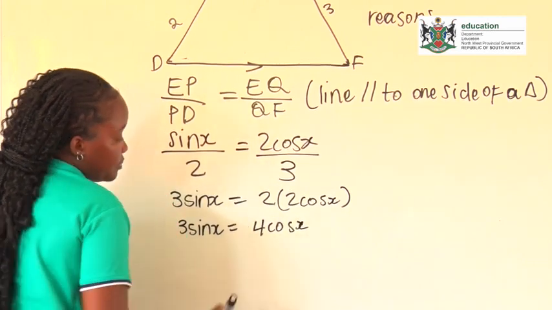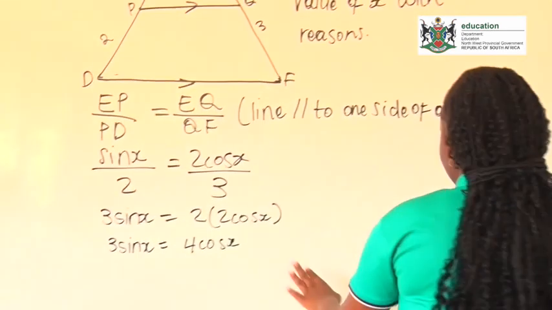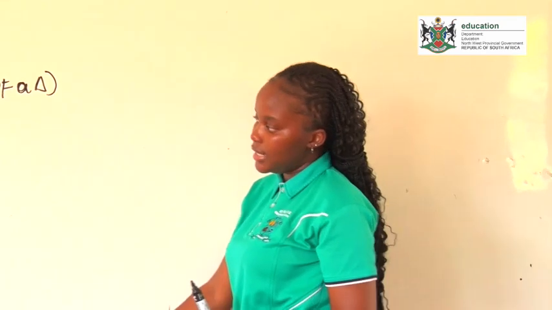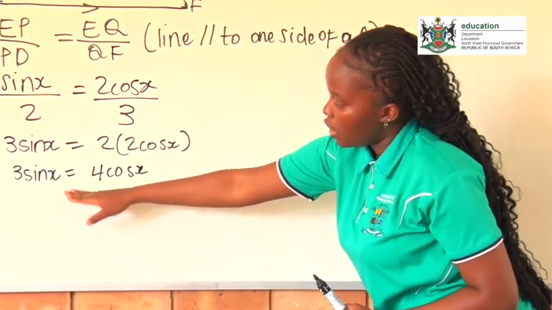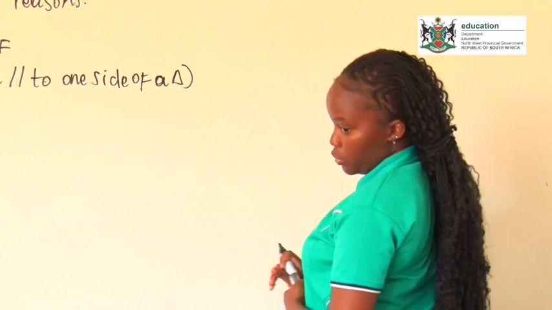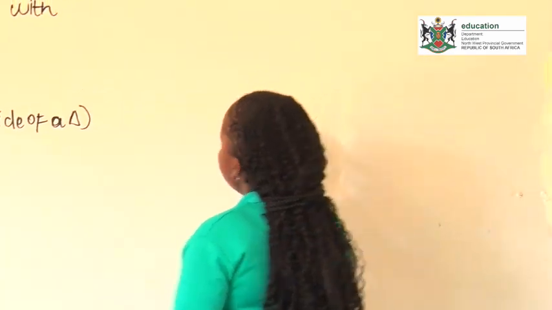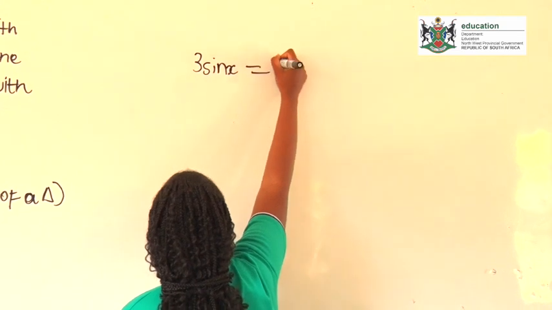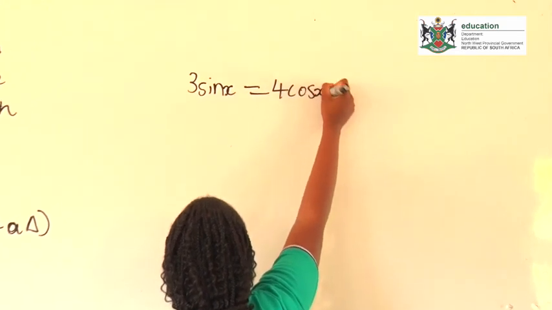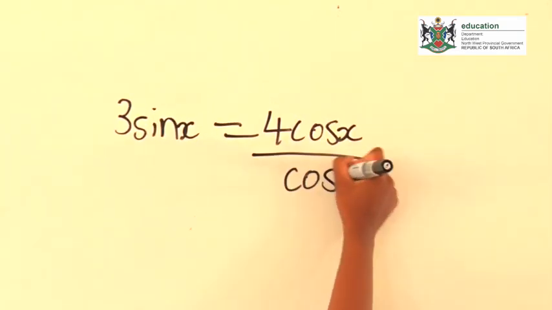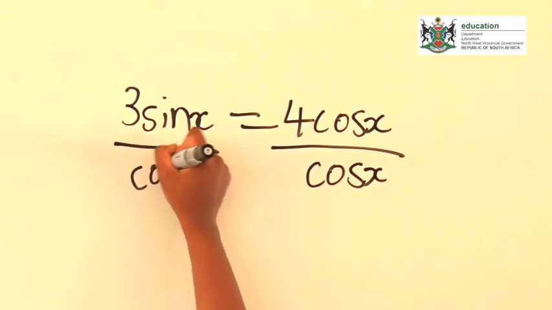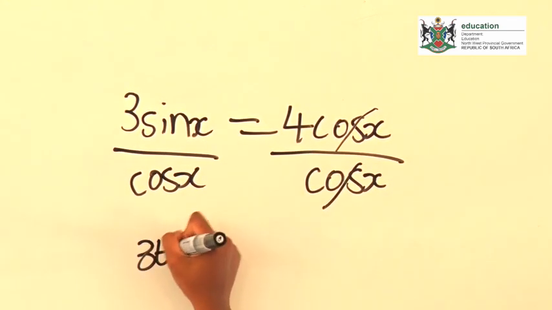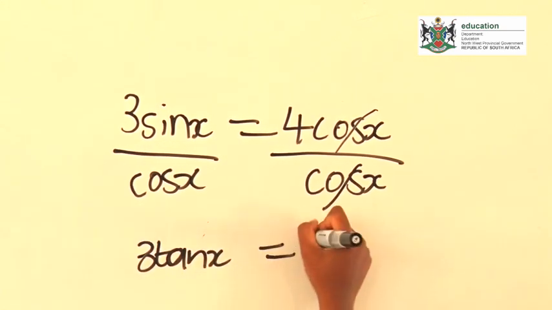Continue from this side, my girl. So at this point we are stuck, right? But then we know that we have a trig identity that has sine at the top and cos at the bottom. So what are we going to do? Divide by cos x both sides. So it's going to be 3 sin x over cos x is equals to 4 cos x over cos x. So this is going to cancel with that. And then it's going to be what? 3 tan x is equals to 4.